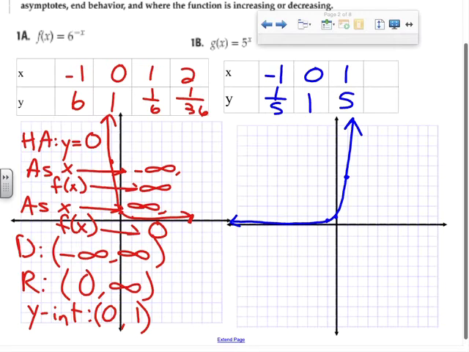Finally, I'm asked where the function is increasing or decreasing. I'd hope that you'd notice that this graph is decreasing from negative infinity to positive infinity. So for negative infinity to positive infinity, it is decreasing.